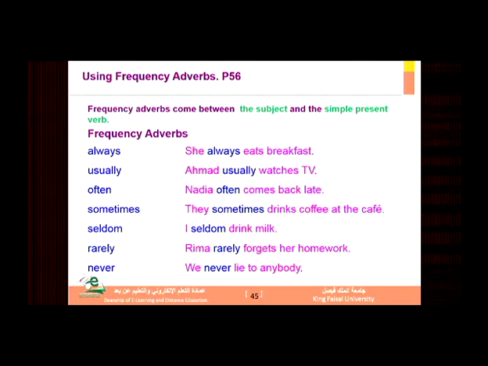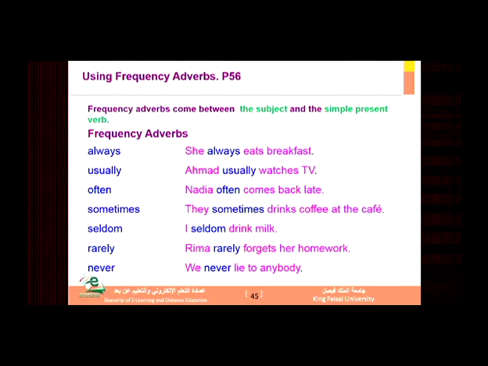So if we have a quick look at those frequency adverbs, they come between the subject and the simple present verb. In other words, we need to know where exactly we have to write our adverb of frequency. The adverb comes between the subject and the simple present verb. In other words, it comes immediately after the subject if you don't have anything else, and it does not come after the verb. It has always to be before the verb and after the subject.